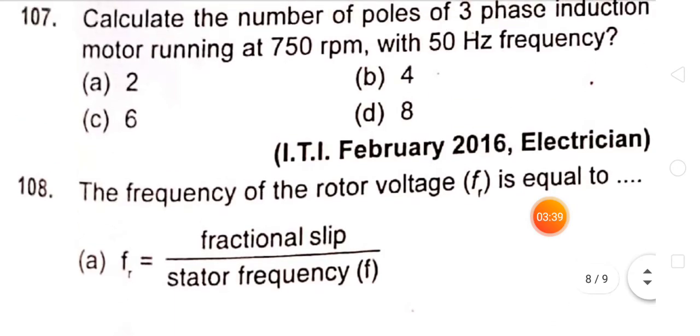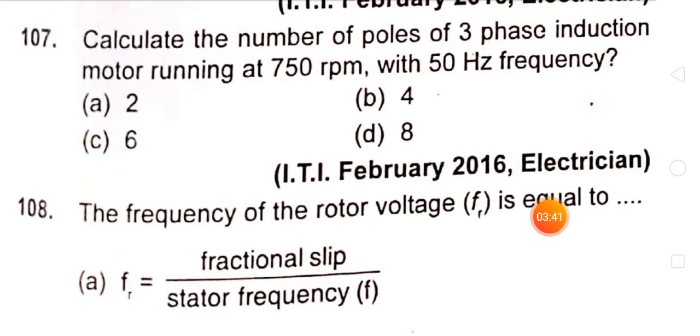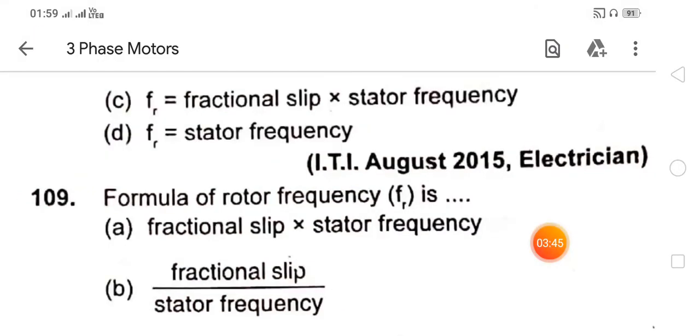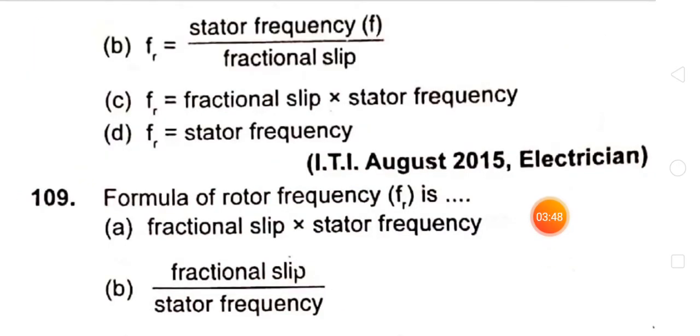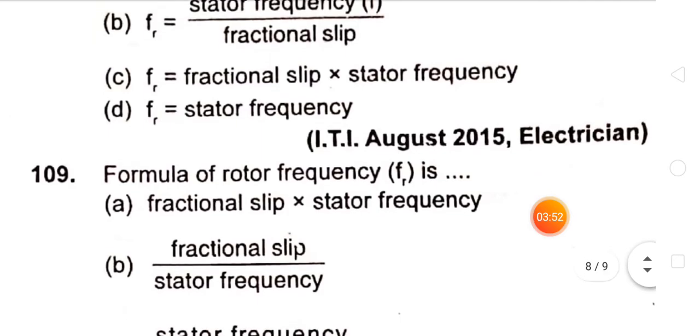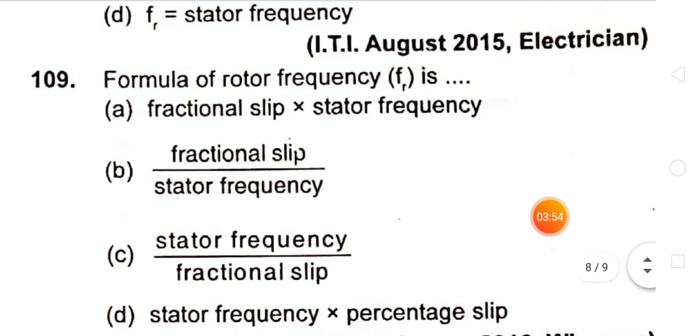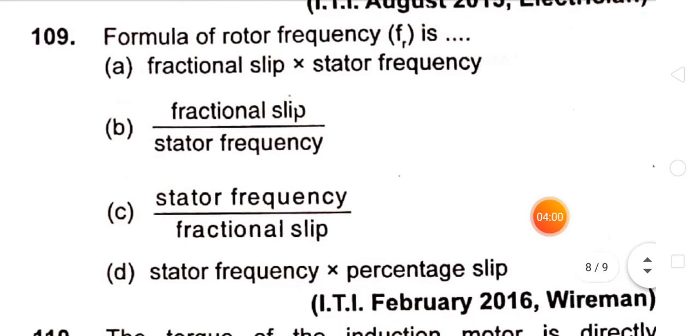The frequency of the rotor voltage Fr is equal to fractional slip into stator frequency. Formula of rotor frequency is fractional slip into stator frequency.